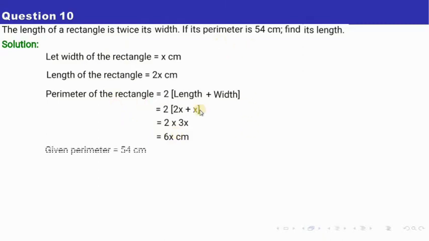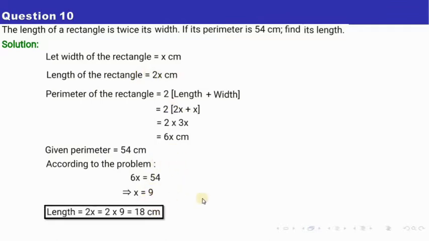Now it is given that perimeter is 54, isn't it? That means this is also perimeter. According to the problem, these two must be equal to each other. So from here x turns out to be 9. Take this 6 to the denominator, so you have x equals 9. And x is the width, and you are asked to find the length. So length will be 2x, that is 2 into 9, which is 18 centimeter. So this will be the length of the required rectangle. You may pause the video to note down.